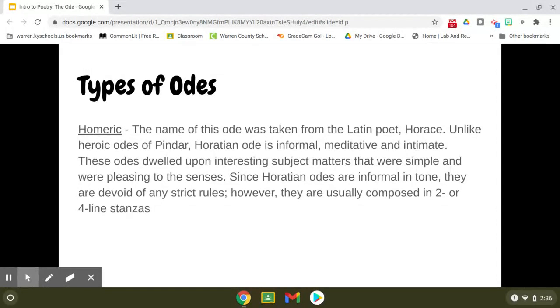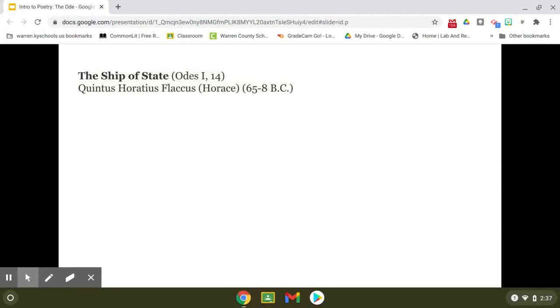However, they're usually composed in 2 to 4 line stanzas. So a Horatian ode might not follow any set meter, but it probably will have some sort of rhyme, some sort of set scheme, but it's up to the poet. So let's look at an example. This poem is called The Ship of State.